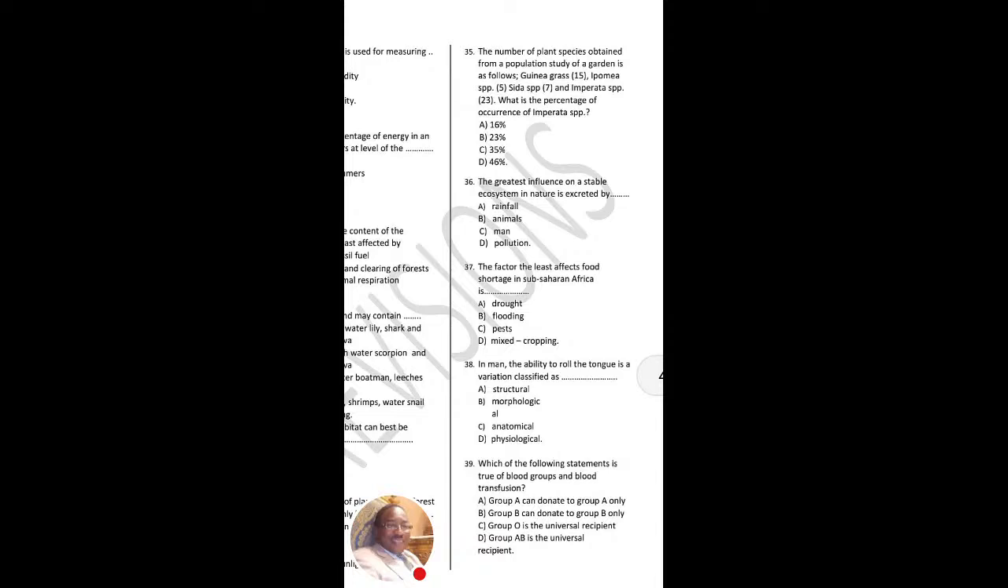Using my biro here, that means that we will have 15 guinea grass plus 5 Ipomoea gives 20.